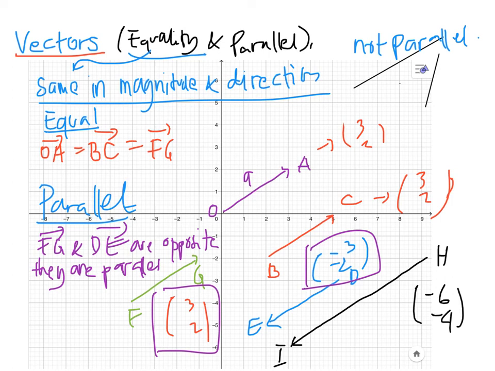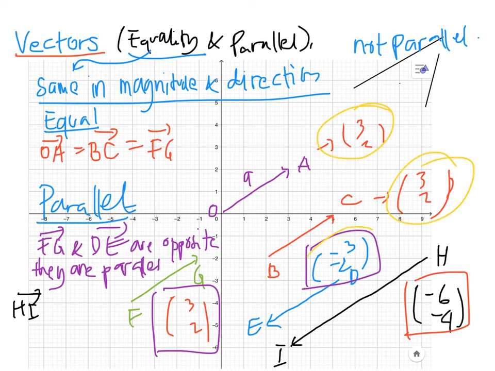Okay, and how about HI and the others? If you see the vector HI, even though the direction is different from some of them, if you see the numbers, negative 6, negative 4, or just see the 6 and 4, how do you think this is related to the rest of the vectors? Can you see the pattern? Yeah, that's actually just a multiple. When you times by 2 or you times by negative 2, then you get this vector HI, isn't it? So in that sense, you can say it's parallel.